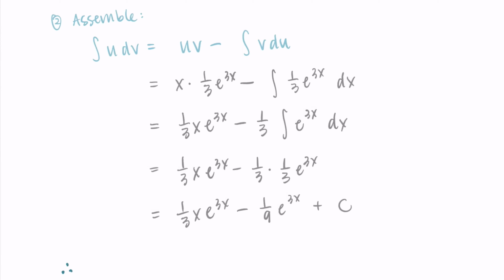So in conclusion, I can write that the antiderivative of x e to the 3x, or the integral of x e to the 3x dx, is equal to 1/3 x e to the 3x minus 1/9 e to the 3x plus c, and I've completed my problem. Again, you can find the derivative of what we just found as our solution to make sure it matches what we were trying to integrate, but that's up to you, and that's an additional extra step to confirm your final work if you'd like.